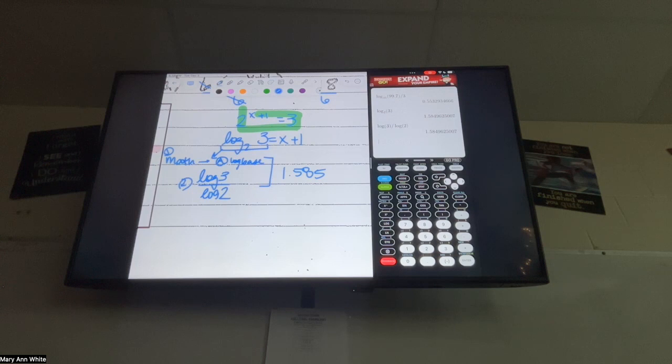However, my 9 is in that fourth spot, and that 6 rounds that 9 up to a 0, which rounds the 4 up to a 5. And that's equal to x plus 1. And then we can minus 1 from both sides, and we end up getting 0.585 equals x. Okay.